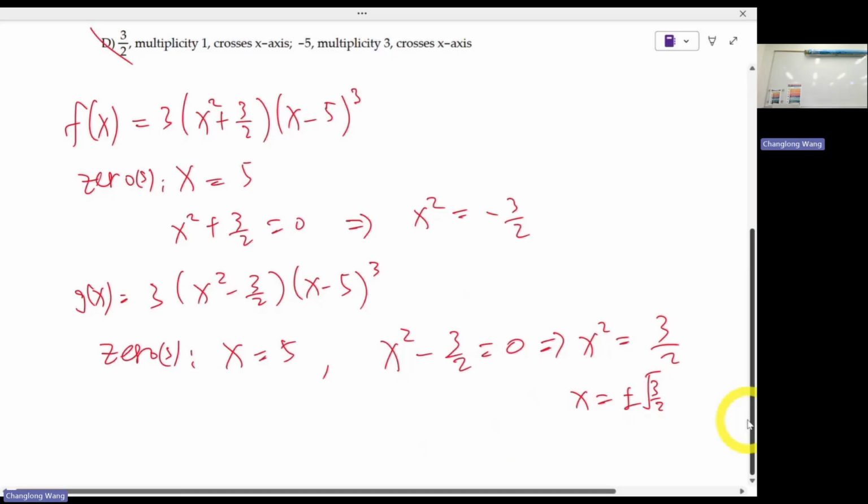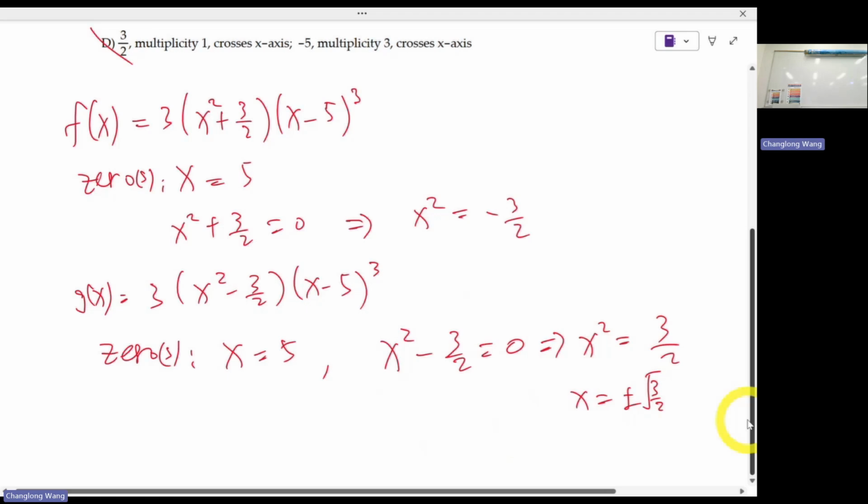Now, the last question I have about g of x: what's the multiplicity of those zeros? Let's say the 5. Multiplicity 3, obviously, right? But what about those 2 zeros, plus or minus the square root of 3/2? Some say 1?